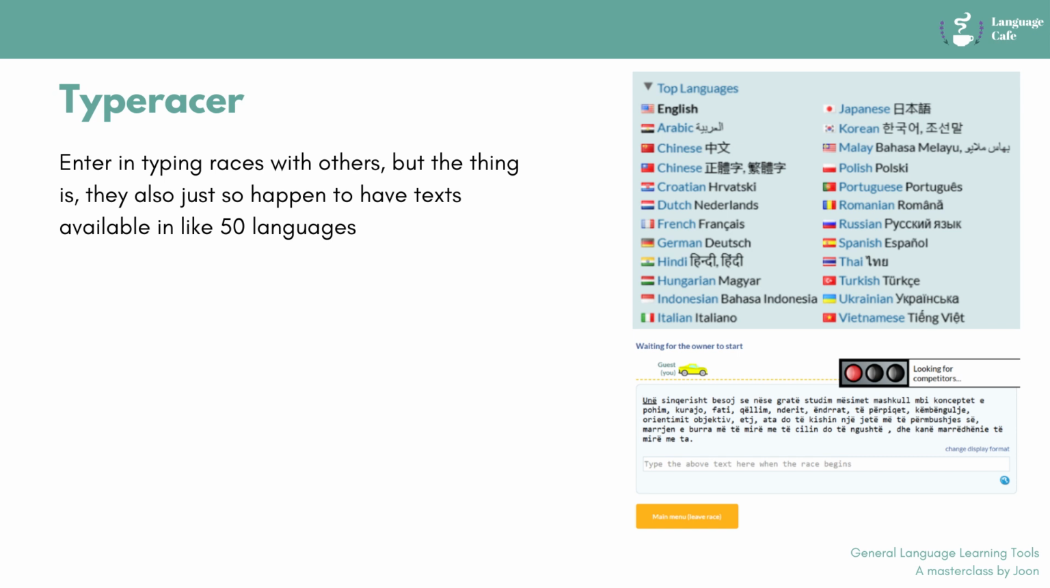So next, this one is called Typeracer. Typeracer is a website where you can enter typing races with others, but the thing is, they also just so happen to have text available in like 50 languages. So here are their top languages, and here's an example.